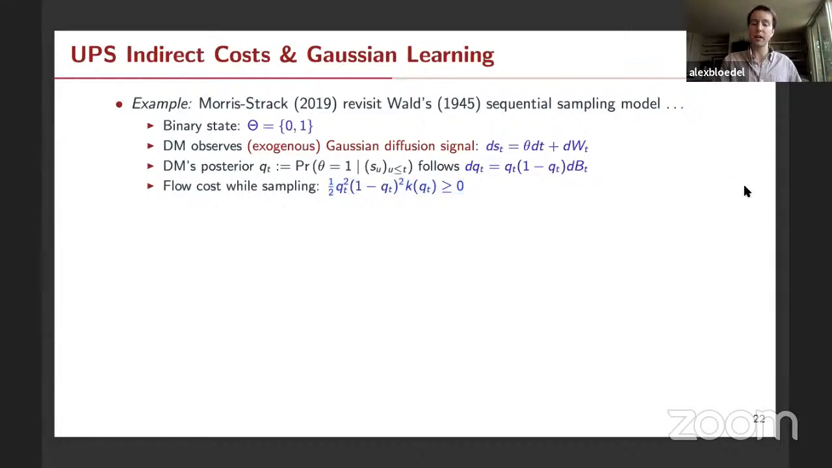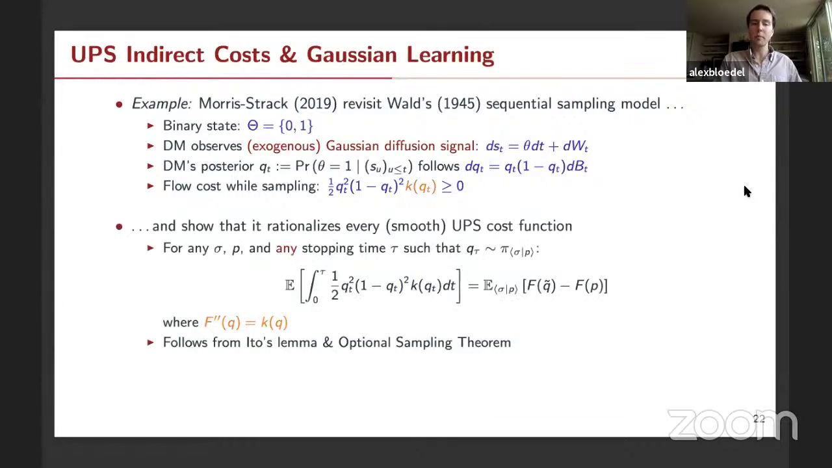Note here that the decision maker isn't choosing what to learn, only how long to observe this process. And the main theorem of their paper shows that this Wald model rationalizes every smooth UPS cost function in the following sense. Take any experiment, any prior, and any stopping strategy that generates the appropriate posterior distribution. The total expected cost of the stopping strategy has a UPS representation where the potential function in that UPS representation has as its second derivative this flow cost K.